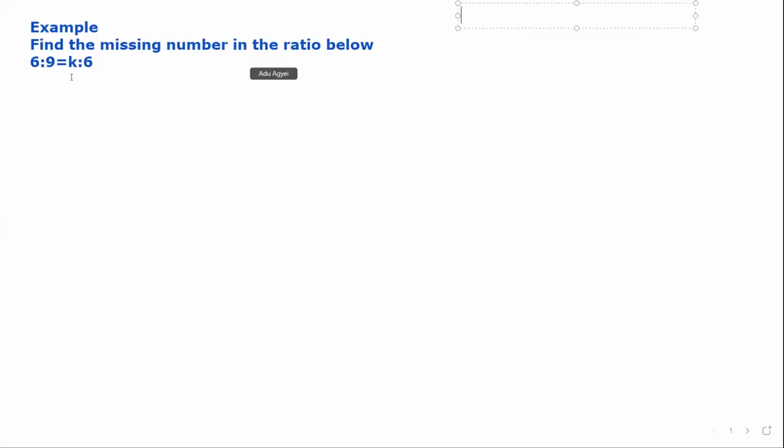Now, example. Find the missing number in the ratio below. So we have two ratios here. They are two equal ratios. You are going to find the missing letter here. There's a number that has been replaced with a letter, so you are going to find that particular number. The letter here is K, used to replace the missing number. Okay, so let's write our solution here.